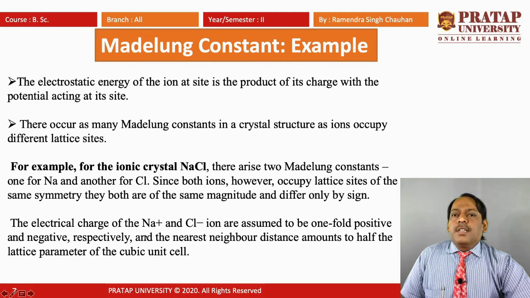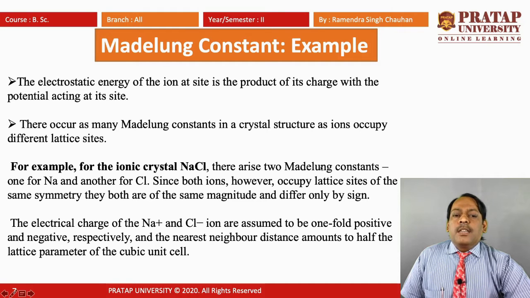Now we will consider an example of Madelung constant. The electrostatic energy of the ion at a site is the product of its charge with the potential acting at its site. There occur as many Madelung constants in a crystal structure as ions occupy different lattice sites. Here we are considering the example of sodium chloride, which is an ionic crystal.